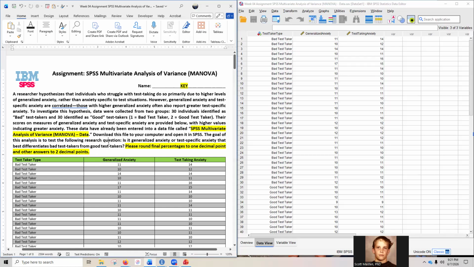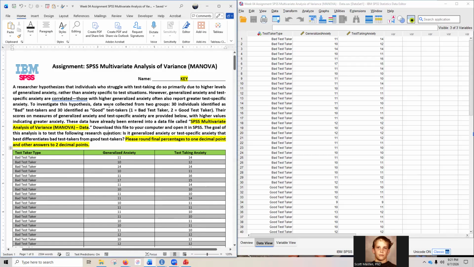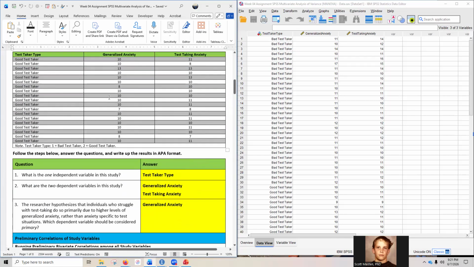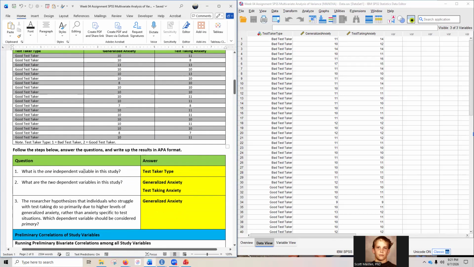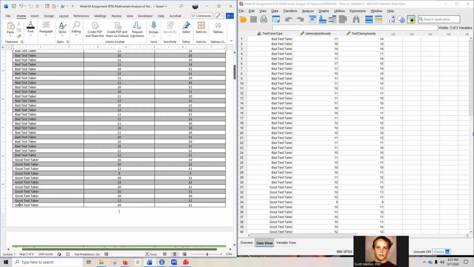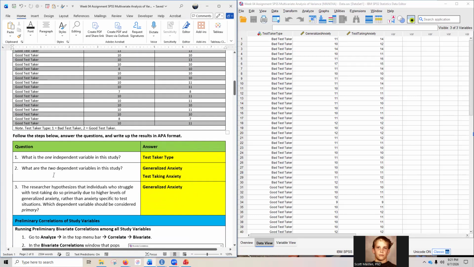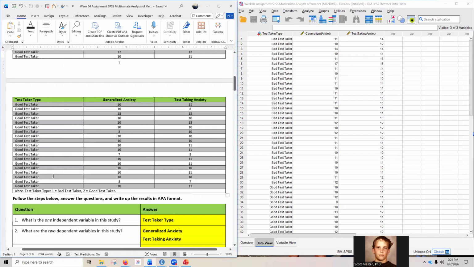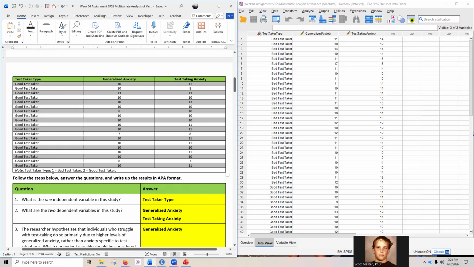In this case, the researcher thinks that generalized anxiety is really the cause, so that is their primary dependent variable, and test-taking anxiety is a secondary dependent variable. So let's get to the question. What is the one independent variable in the study? Well, that independent variable in this case is the test taker type, this variable right here. And what are the two dependent variables in the study? Generalized anxiety and test-taking anxiety. So we have the situation here where you have a single independent variable, but two dependent variables.